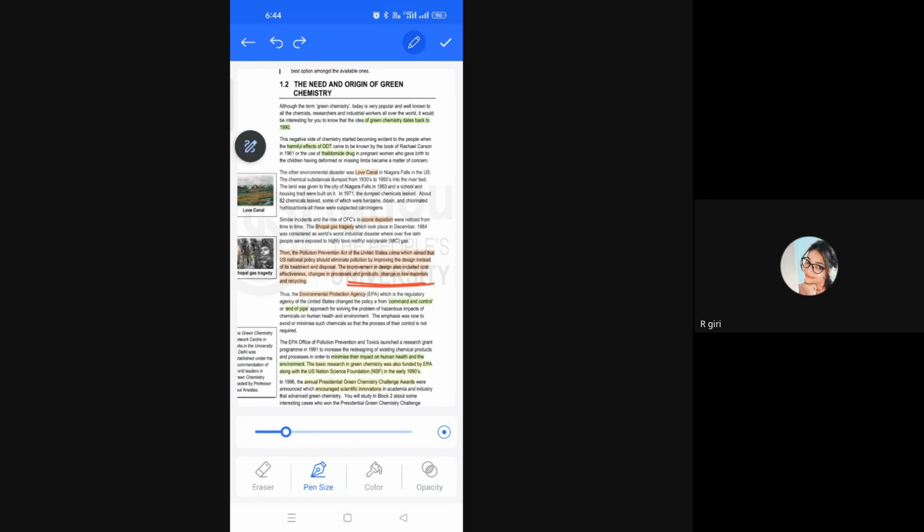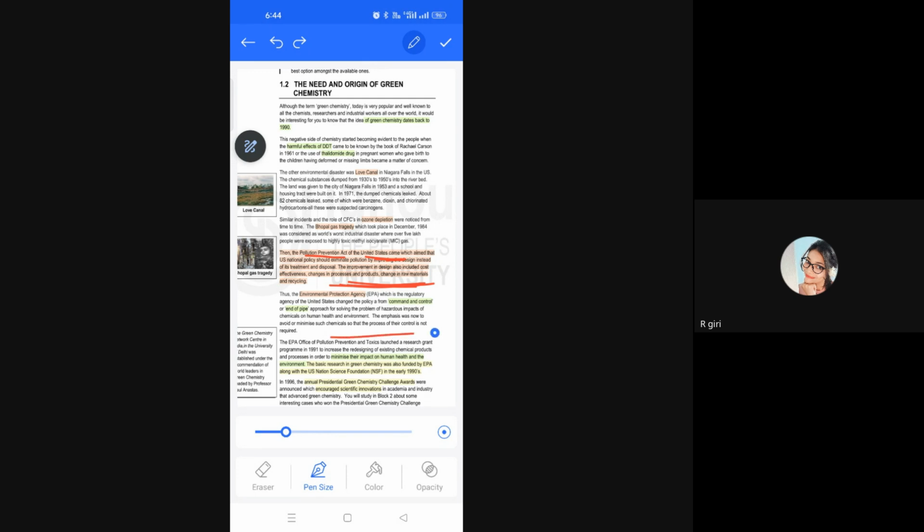That means the Pollution Prevention Act of the United States came and wanted to recycle the product and reuse the products.